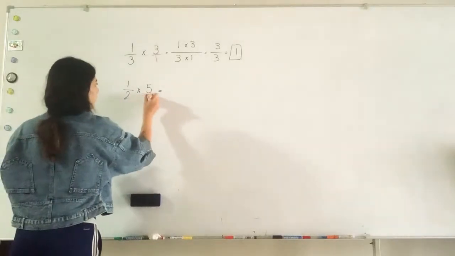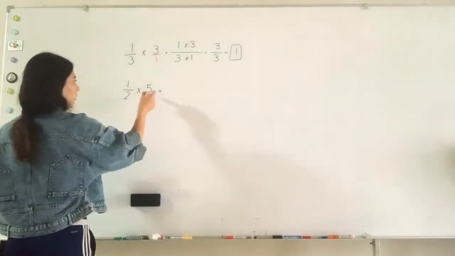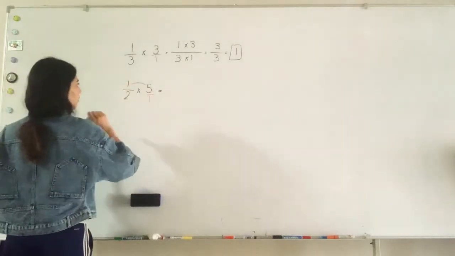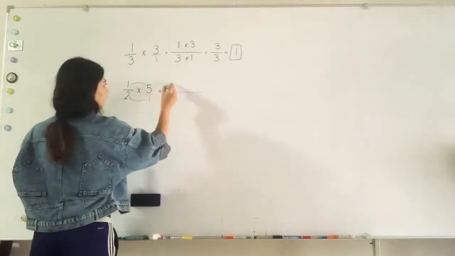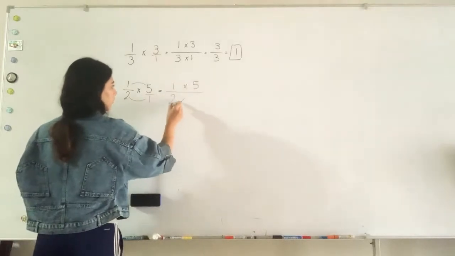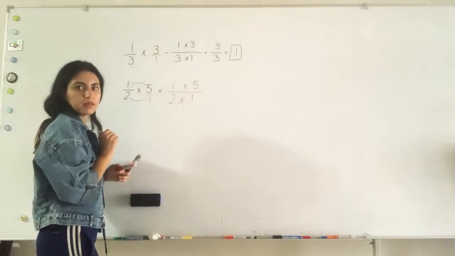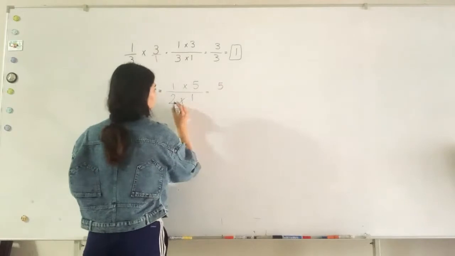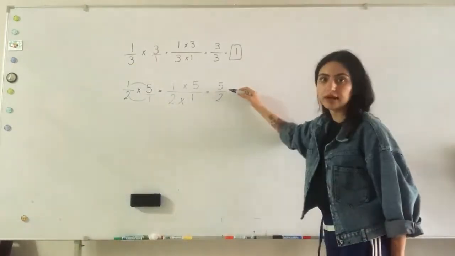So I give my denominator, because if this is nothing, that means it's 5 over 1. And then you multiply numerator by numerator, denominator by denominator. 1 times 5, 2 times 1. Correct? And then 1 times 5, 5. 2 times 1, 2. Then this is an improper fraction.